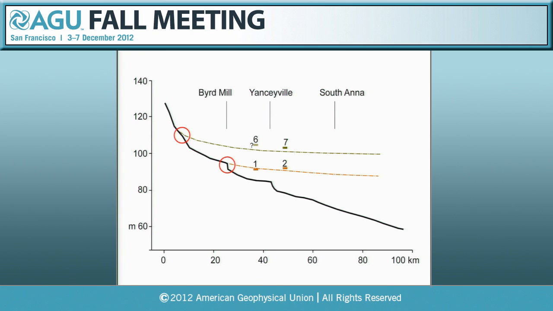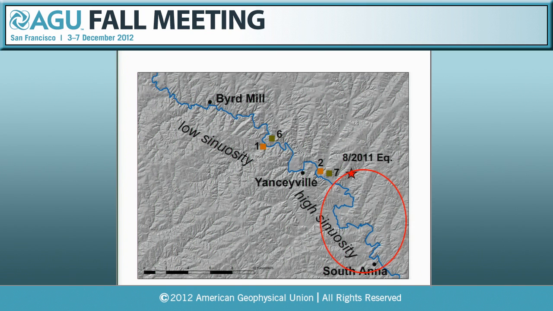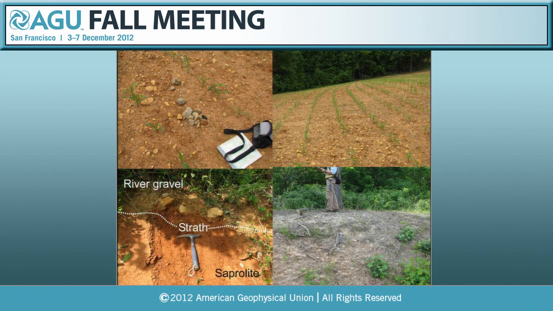We draft this profile. Fortunately, there is a nick point up here, and those two sets of deposits sit pretty well up there. If we move south of Yanceyville, in what is supposedly the hanging wall of the fault, there are a number of deposits still coded in the same colors. Those are some evidence. These are very nice strath deposits.